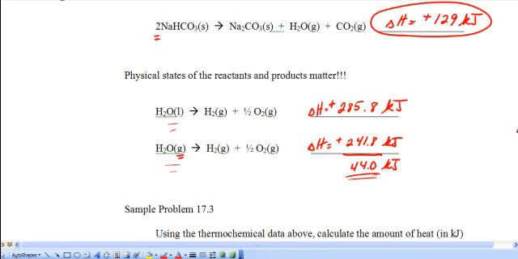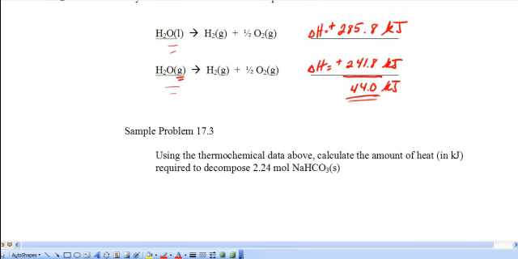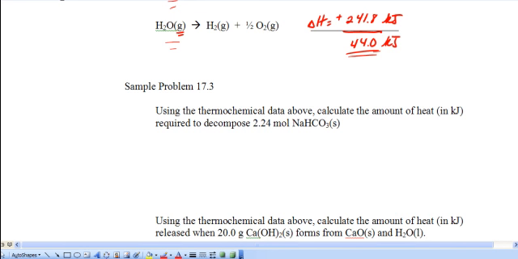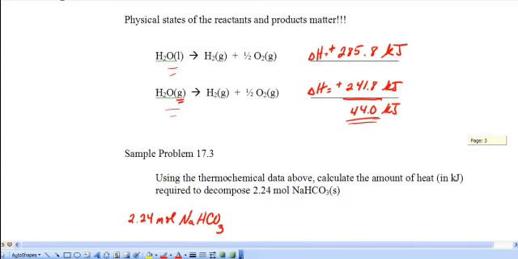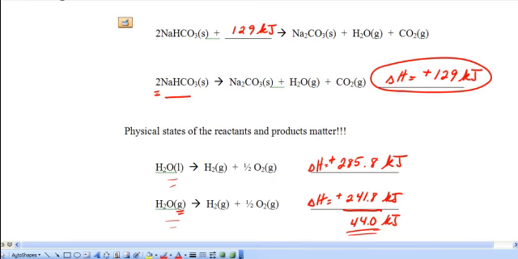Alright, so let's go ahead and jump into a practice problem here. Using the thermochemical data above, calculate the amount of heat in kilojoules required to decompose 2.24 moles of sodium bicarbonate. Alright, so if you're starting with 2.24 moles of sodium bicarbonate, this is simply a stoichiometry problem, because if you know how much of this you have, you can calculate how much of any of these you would produce. Or conversely, if you know how much of this that you have, you can calculate how much of this that you need. And so the ratio is simply going to be a 2 to 129.